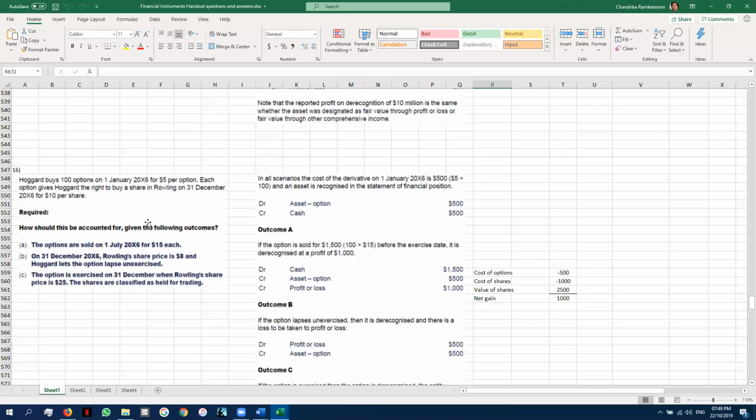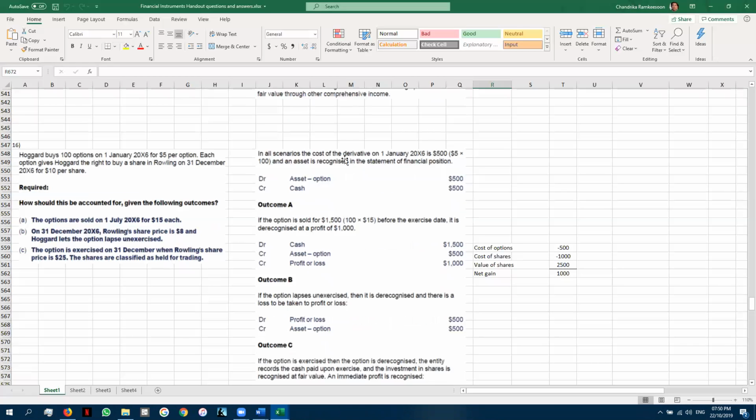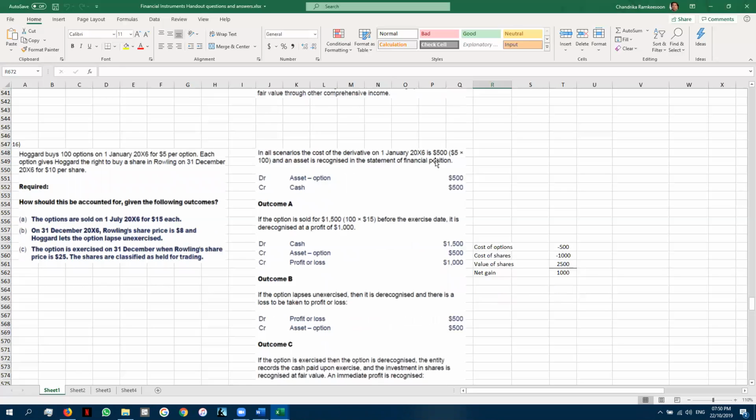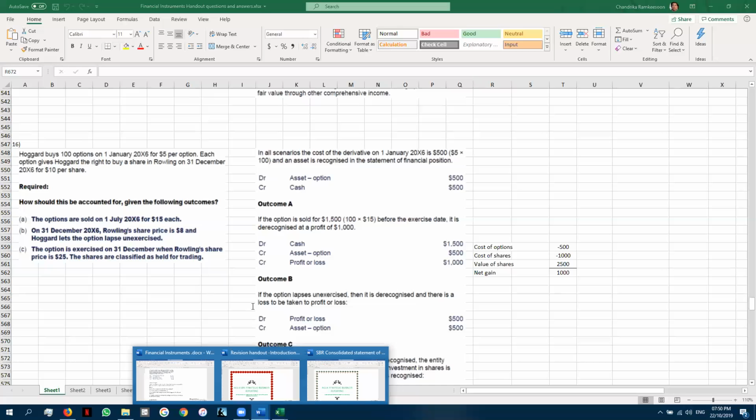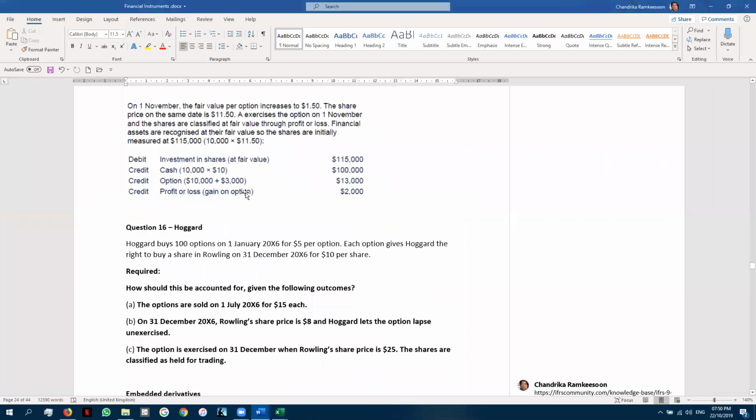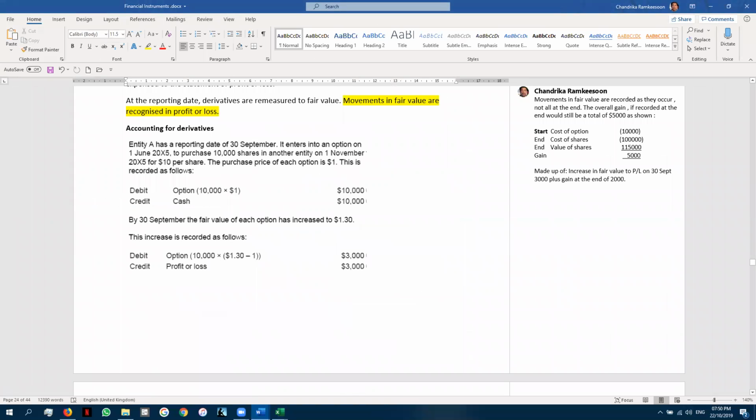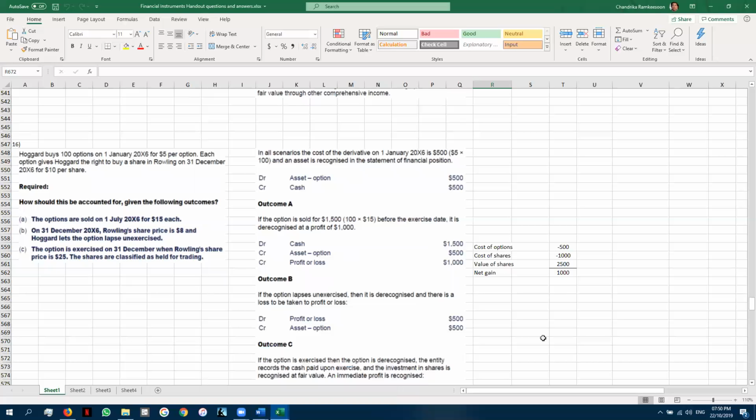So the first scenario being presented here, for you to account, the options are sold for $15 each on 1st July. Now, in all scenarios, the cost of the derivative will be the same, 100 by $5. And an asset is recognized in the statement of financial position. Debit an asset, the option, same thing as what we saw here. Let me just show you, when we debited the option.